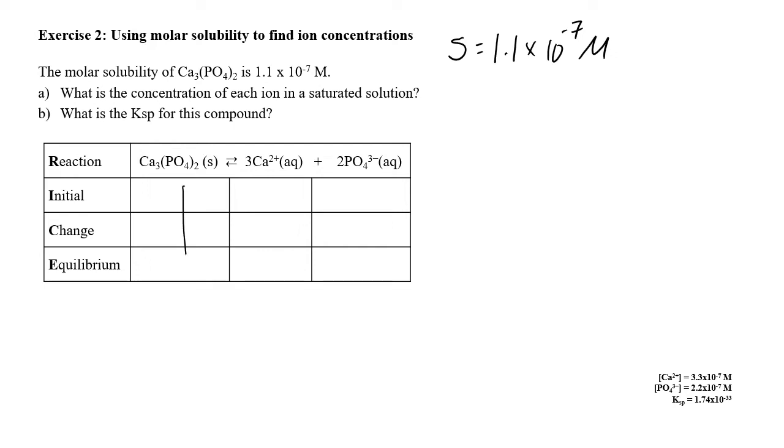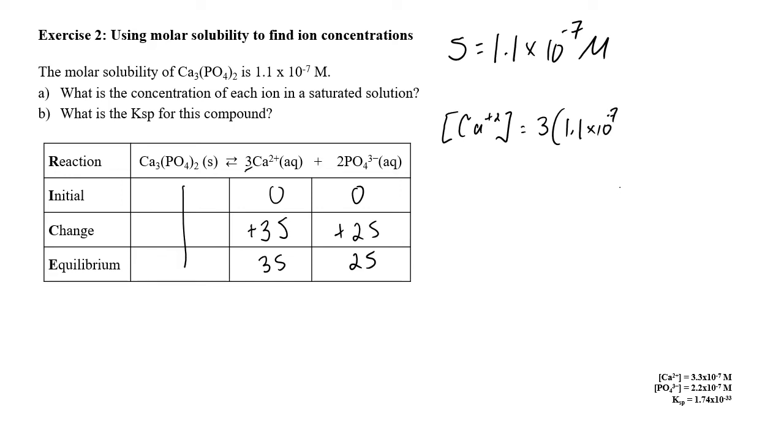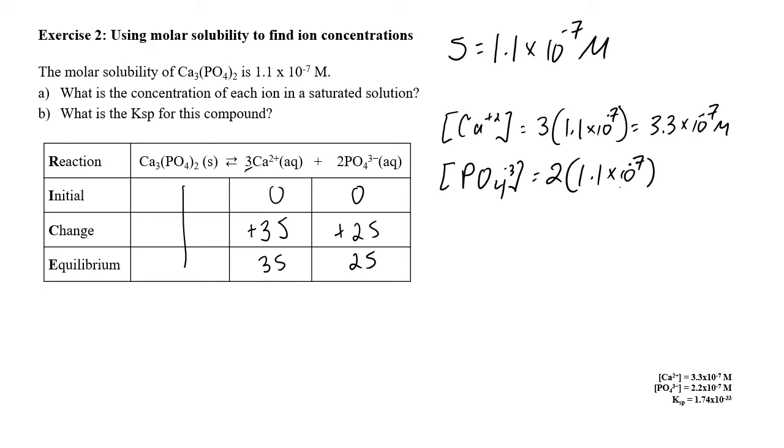So let's fill in our RICE box. Who cares about the solid? 0, 0. Notice the coefficient is 3, so it's plus 3S, and then we have plus 2S, 3S, and 2S. The calcium ion concentration is going to be 3S, so it's 3 times 1.1 times 10 to the minus 7th. That's going to be 3.3 times 10 to the minus 7th molar. And your phosphate ion concentration is 2S, so it's 2 times 1.1 times 10 to the minus 7th. That's 2.2 times 10 to the minus 7th molar.